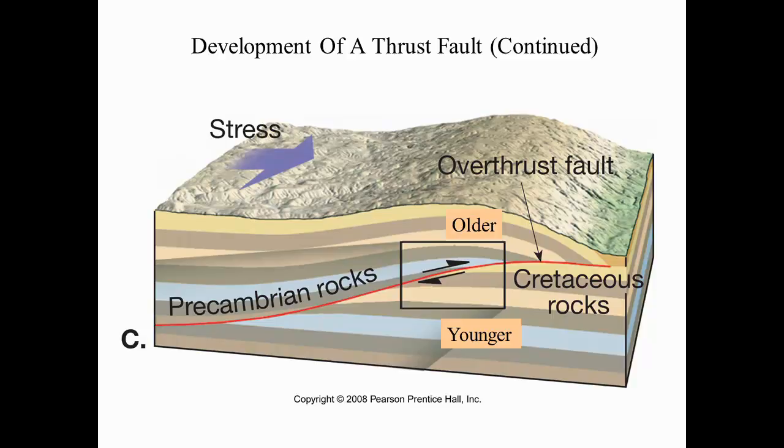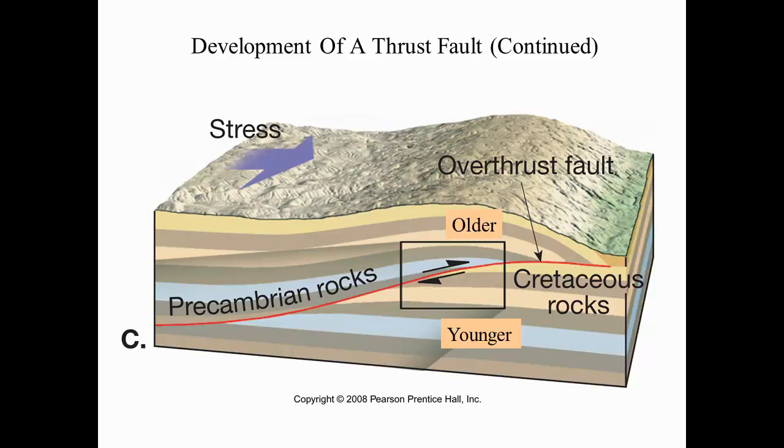And this throws the entire principle of superposition on its head. A geologist who would not know that there was a fault there would mistakenly regard the upper rocks as younger than the underlying rocks, but in this case it's older over top of younger.